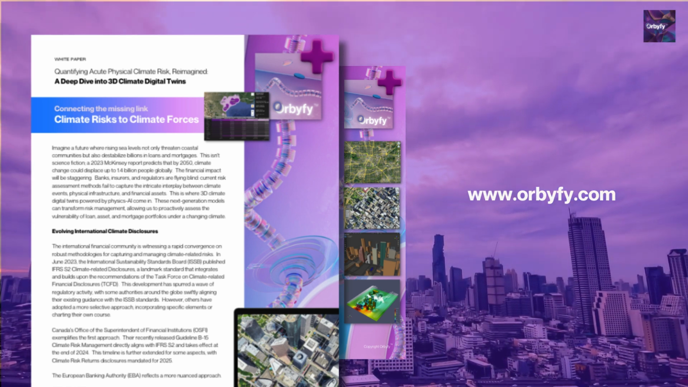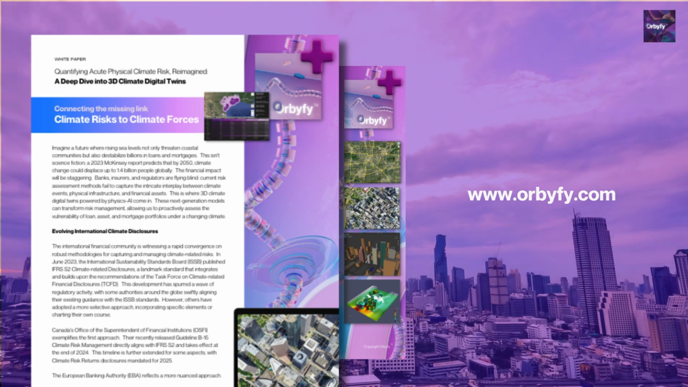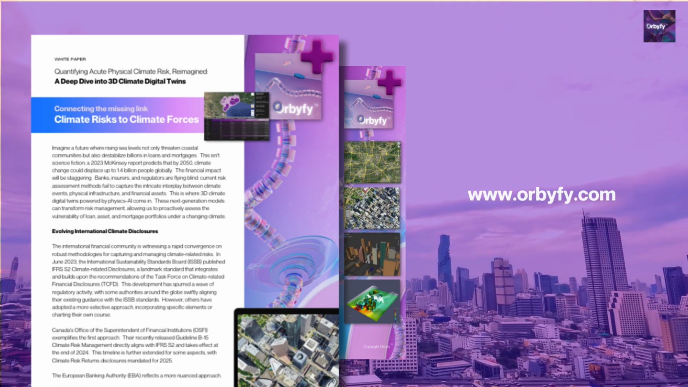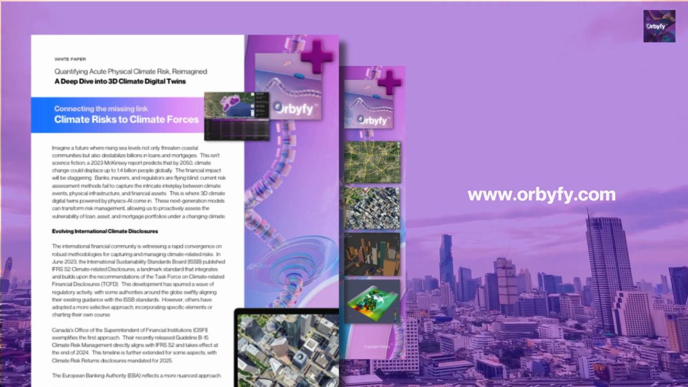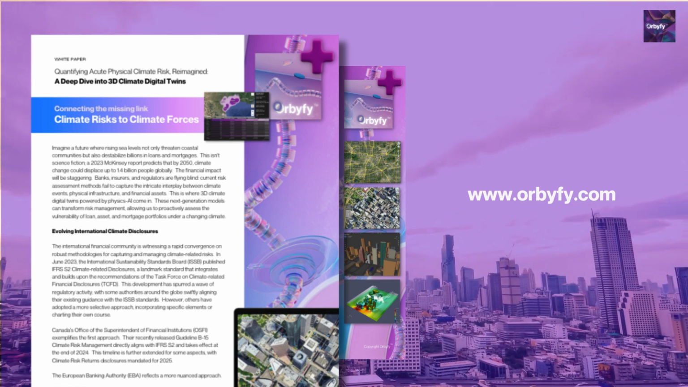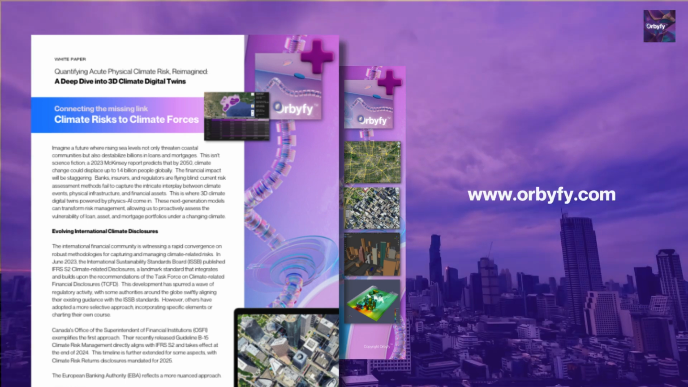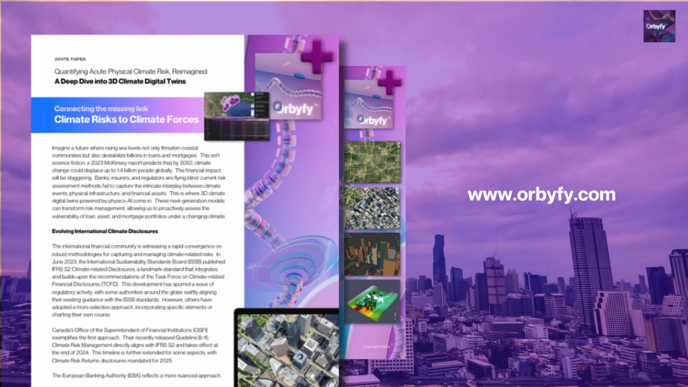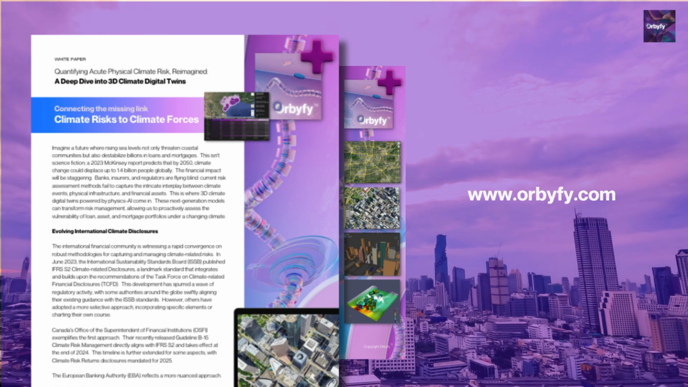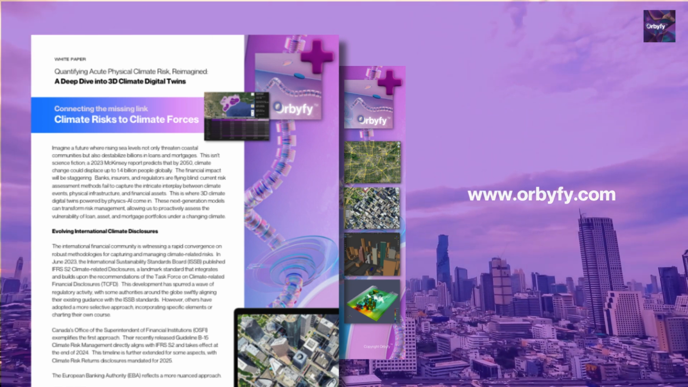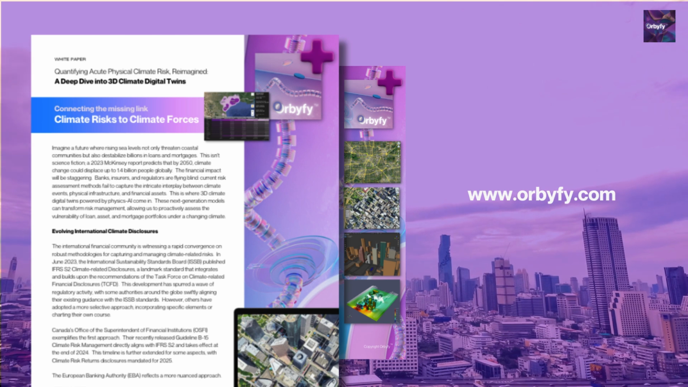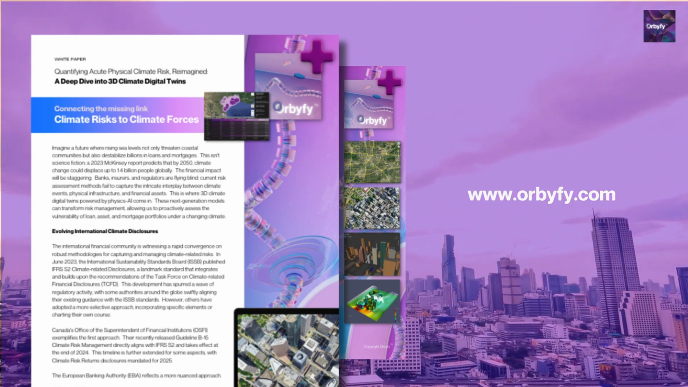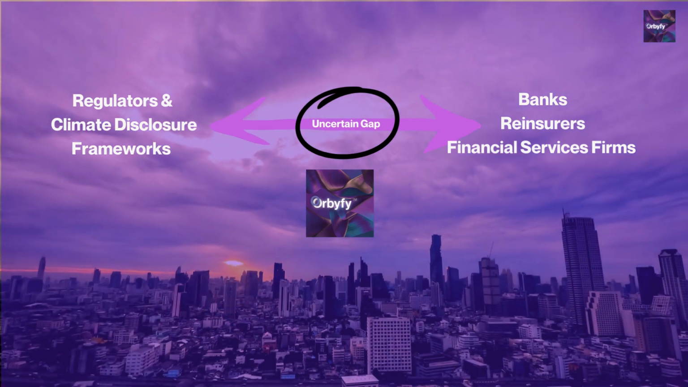So it's clear that a one-size-fits-all approach doesn't exist, and we're seeing a patchwork of regulations, each with its own nuances and complexities. And this creates a significant challenge for financial institutions that operate across borders. But this regulatory evolution presents both challenges and opportunities. On the one hand, this increased scrutiny and disclosure requirements demand significant resources and expertise. And on the other hand, those who can effectively manage climate risks can gain a competitive advantage and build trust with stakeholders. And this is where Orbyfy fits in.